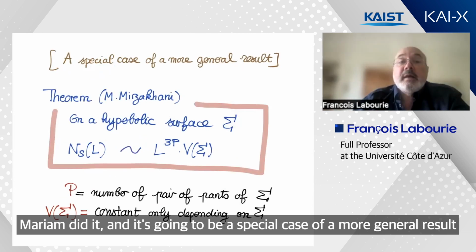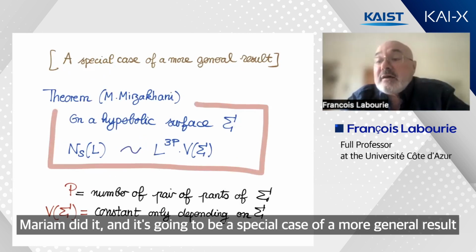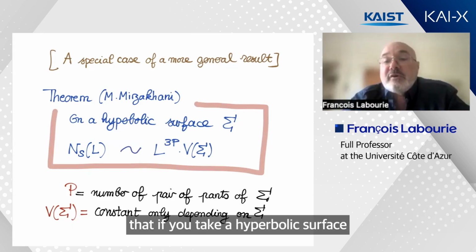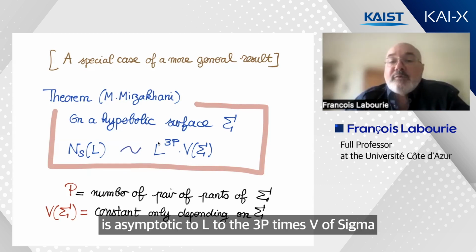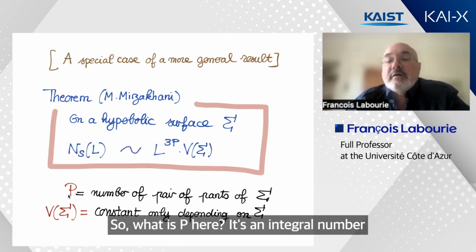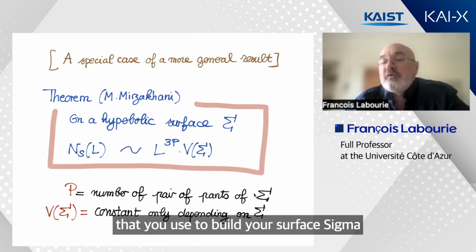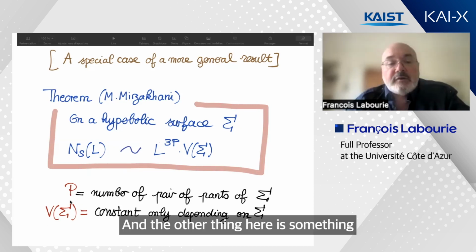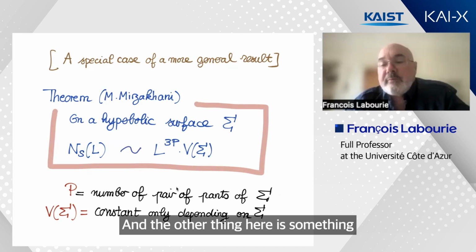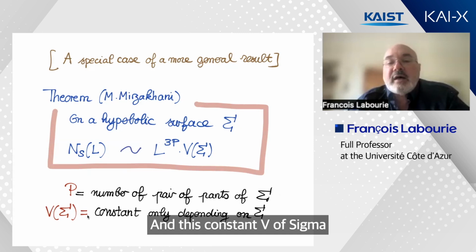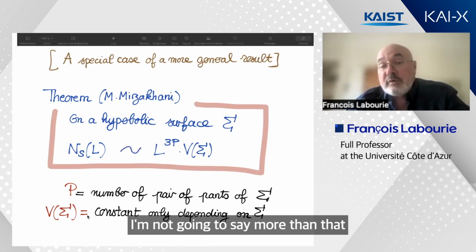Maryam did, and it's going to be a special case of a more general result, which I will try to explain: if you take a hyperbolic surface, then the number of simple closed curves is asymptotic to L to the 3p times V of sigma. So what is p here? It's an integer, which is precisely the number of pairs of pants that you use to build your surface sigma. And the other thing here depends only on the Euler characteristic, of course, for the experts. And this constant V of sigma, I'm not going to say more than that.